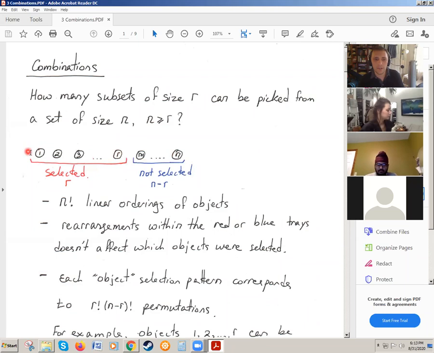But if I take another permutation where the elements 1 through r stay in the red tray and the elements r plus 1 all the way to n stay in the blue tray, no matter what the permutation is, that corresponds to the same pattern of selected individuals and not selected individuals, right? So we know how many permutations correspond to this pattern. Exactly r factorial times n minus r factorial.